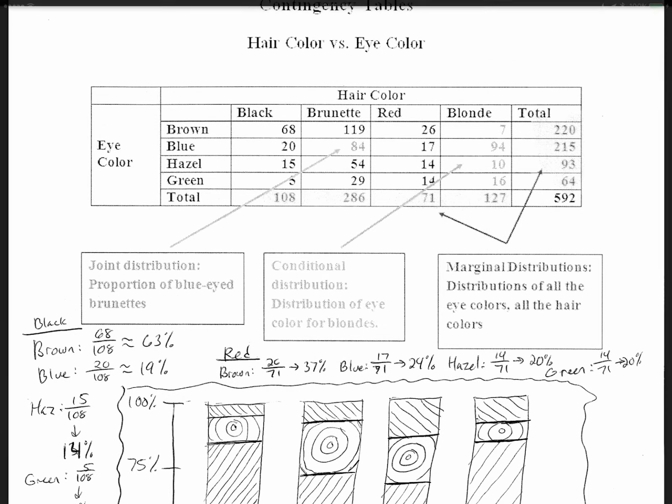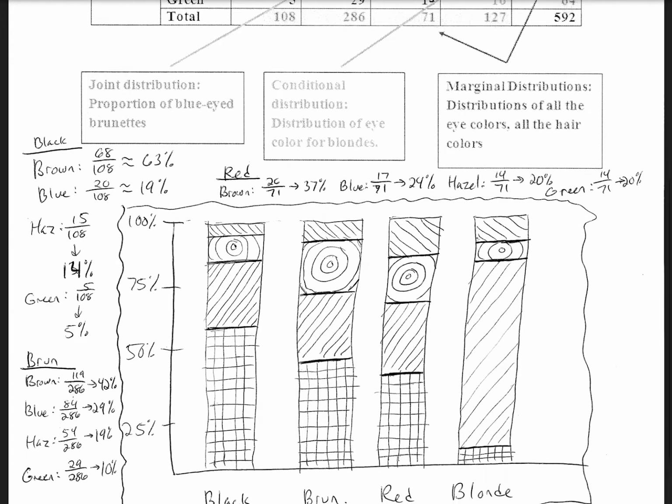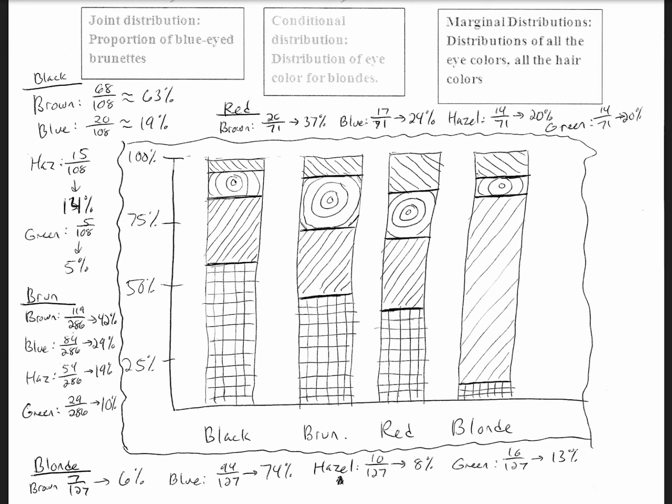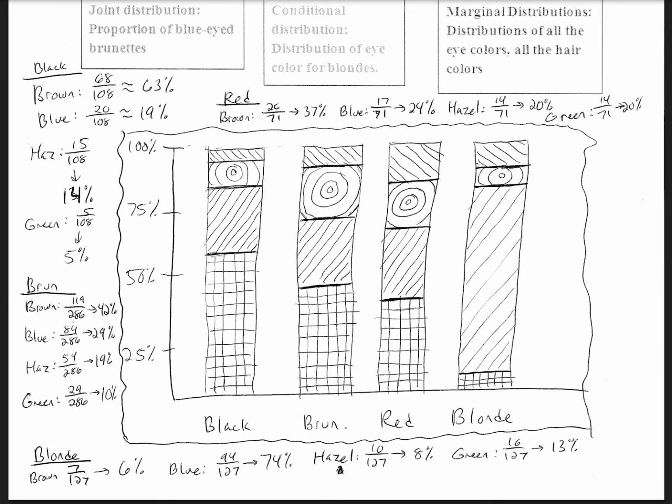The table shows different totals. We have 108, 286, 71, 127. It's hard to compare numbers when they're all different. When they're all 100%, it's so much easier. Keeping all the columns the same height, it's no big deal. I can easily say, hey, blonde, the blue eye section is so much bigger than the rest of the columns. It makes it easier to look at. This segmented bar graph takes a bit of time, making all the percentages, but you will be able to use this and draw a conclusion from it.